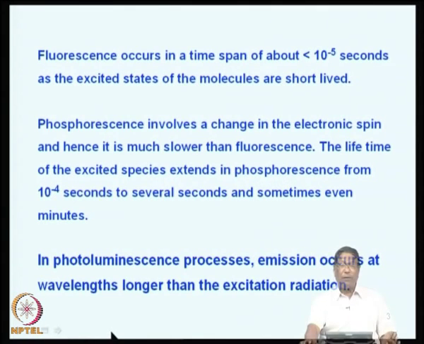Fluorescence occurs in a time span of about 10⁻⁵ seconds, as the excited states of the molecules are short lived. Phosphorescence involves a change in the electronic spin, and hence it is much slower than fluorescence. The lifetime of the excited species in phosphorescence extends from 10⁻⁴ seconds to several seconds, sometimes even minutes. In photoluminescence processes, emission occurs at wavelengths longer than the excitation wavelength.